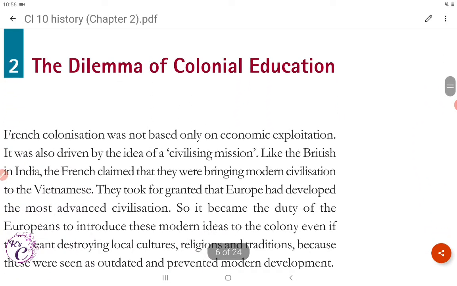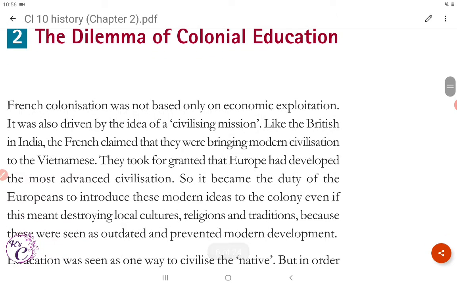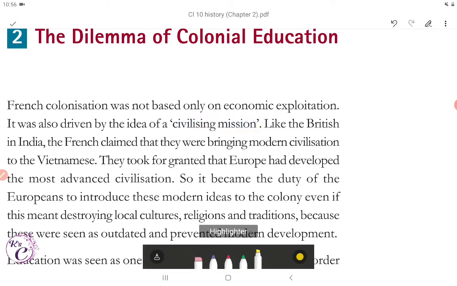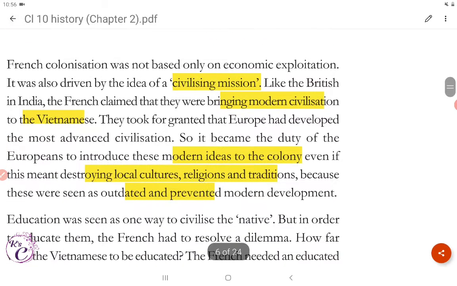2. The dilemma of colonial education. French colonization was not based only on economic exploitation, it was also driven by the idea of a civilizing mission. Like the British in India, the French claimed that they were bringing modern civilization to the Vietnamese. They took for granted that Europe had developed the most advanced civilization. So it became the duty of the Europeans to introduce these modern ideas to the colony even if this meant destroying local cultures, religions, and traditions, because these were seen as outdated and prevented modern development.